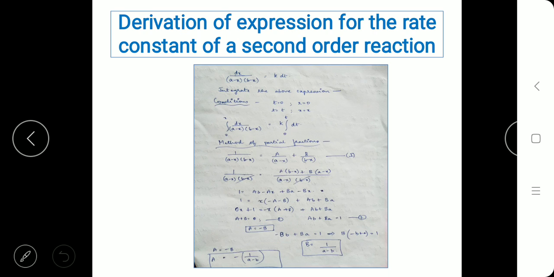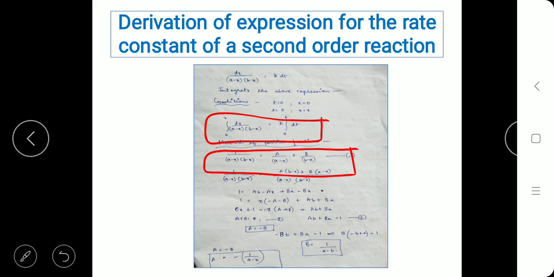Once we substitute A is equal to minus B in equation 2, we get the expression B is equal to 1 by (A minus B) as equation B. Now we have B. What is left is to find the value of A. We have the B value, and we substitute it in the equation A is equal to minus B, and we get the A value as minus of 1 by (A minus B). So now we have the A value and the B value, and these two are substituted in expression 1, which is given here, and this is nothing but the partial fractions of this integration term.